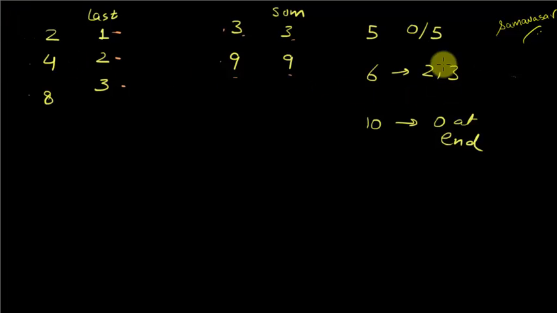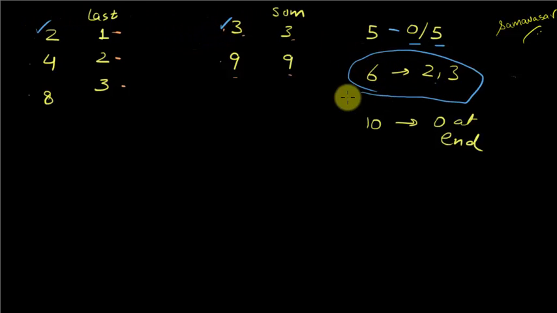For 5, the divisibility test says that the last unit digit should be either a 0 or a 5. In case of 6, if the number is divisible by both 2 and 3, you can check it from here, then the number is divisible by 6. 10 is obviously the easiest. If you have a 0 at the end, then it is divisible by 10.